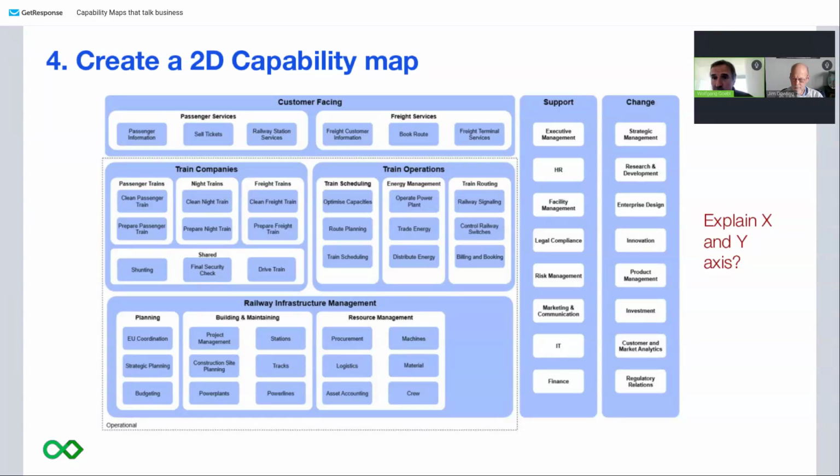More questions, Jim? From Ian McKenzie, what skills are needed to build a good capability map, and how do you improve your ability to create high-quality maps? Let me take that one.